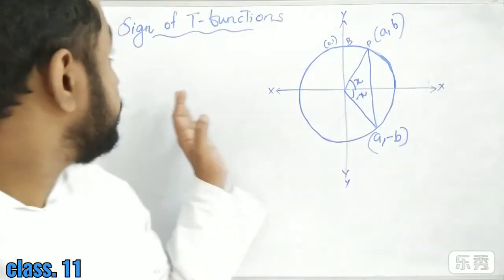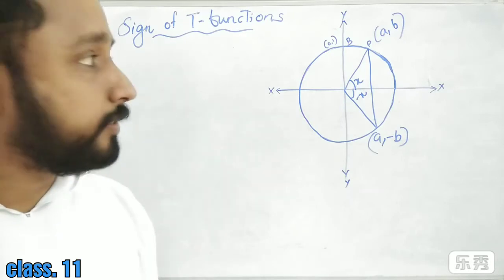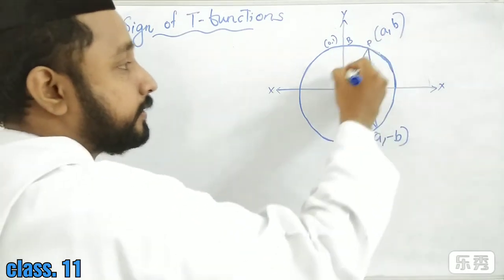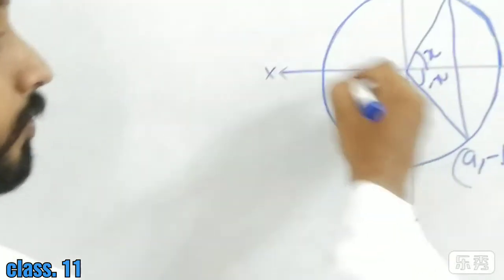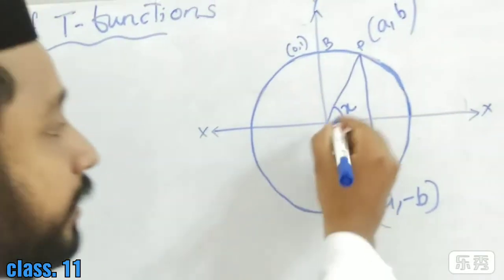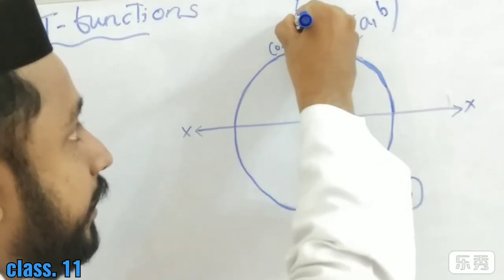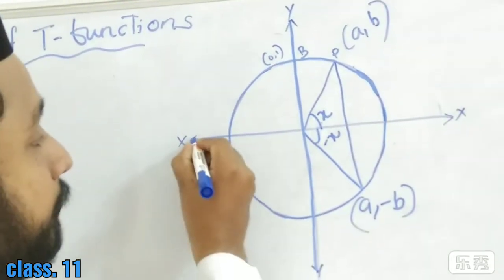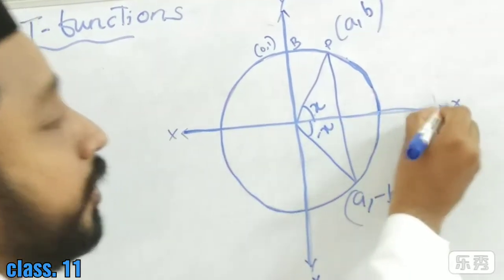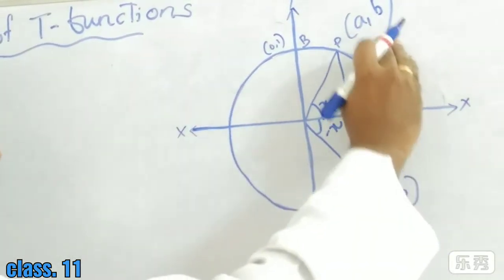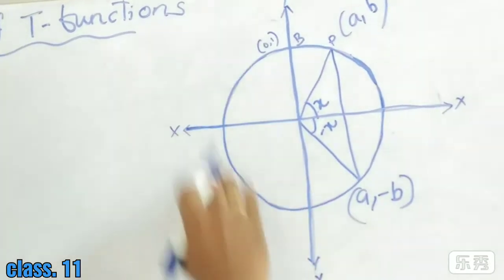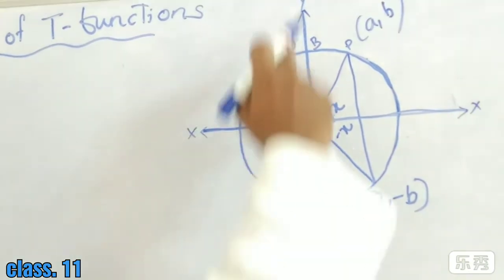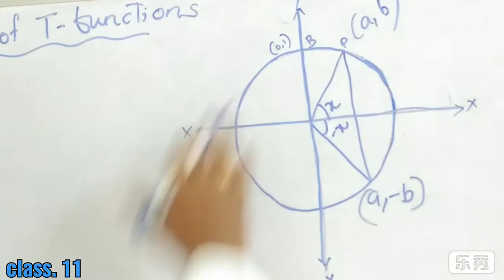Let us study the sign of trigonometric functions. I am going to consider a unit circle. Unit circle means radius is 1 unit. Let us divide this circle into 4 equal parts. We call these quadrants. This is the first quadrant, this is the second quadrant, this is the third quadrant, and this is the fourth quadrant. So we can divide the x-axis and y-axis into 4 equal quadrants.